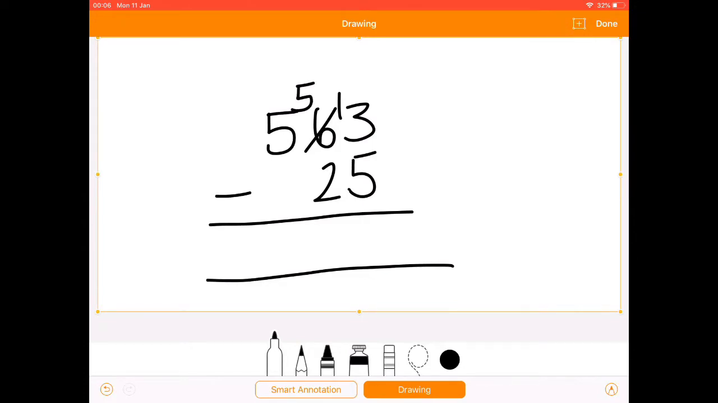So let's go ahead and do 13 units now. 13 take away 5. The answer would be 8. Now I have 5 tens instead of 6, remember. Take away 2. That gives me 3. And lastly I have 5 hundreds. Take away no hundreds. So it still just leaves me with 5 hundreds.